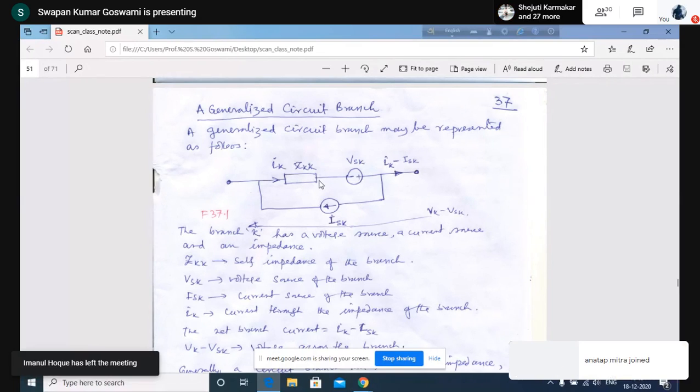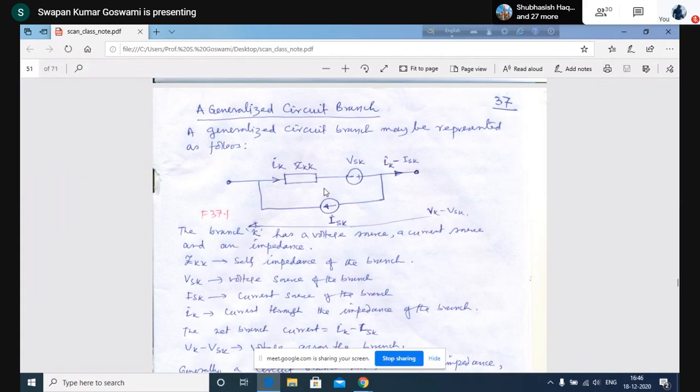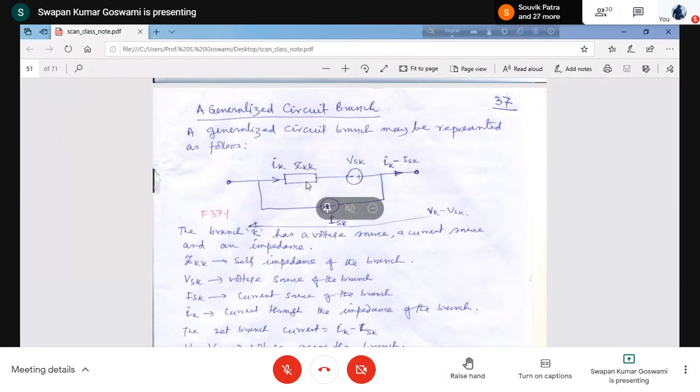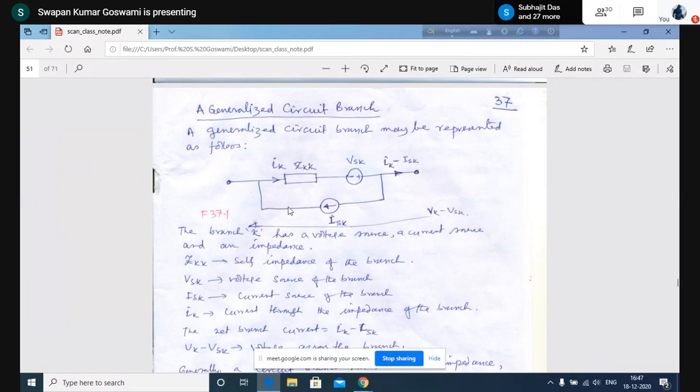Similarly, let us assume that this branch should represent a voltage source with series impedance. Then what to do? Make ISK equal to 0. That will represent the branch as a voltage source with series impedance. If you want to represent this branch as a current source, then make VSK equal to 0. So in that case, there will be a current source in parallel with an impedance like this.